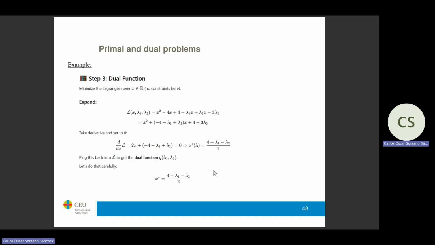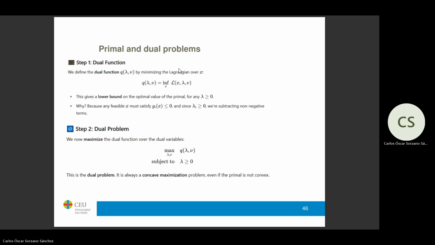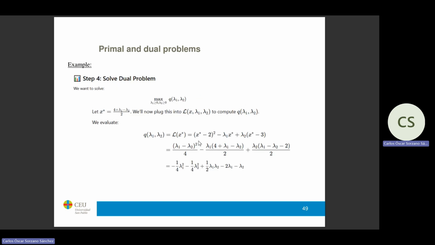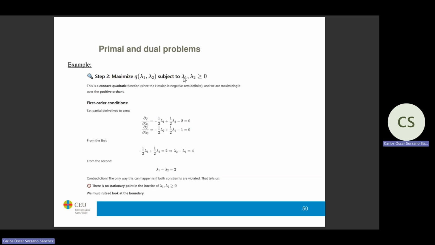So once the Lagrangian depends on x, lambda, and nu, if I minimize over one of the variables, the whole thing does not depend anymore on that variable because of the minimization. So the dual function here does not depend on x. It only depends on lambda 1 and lambda 2. Okay, and now we have to maximize it subject to this constraint.